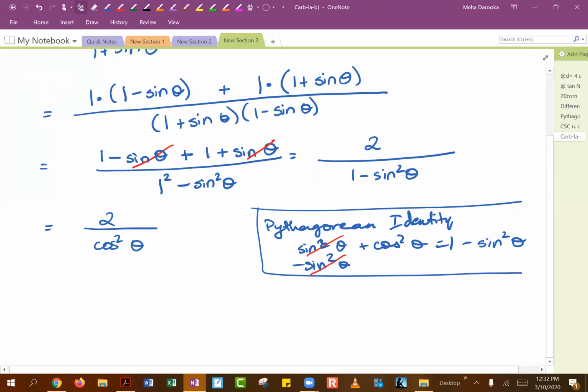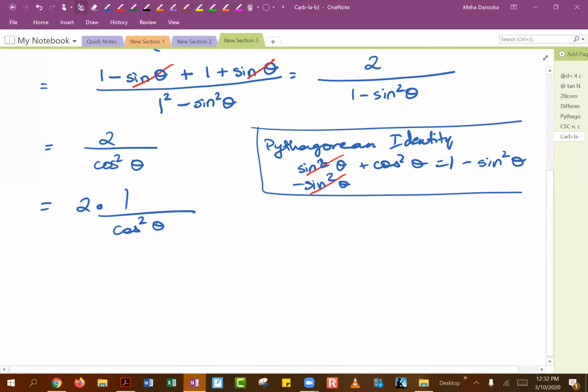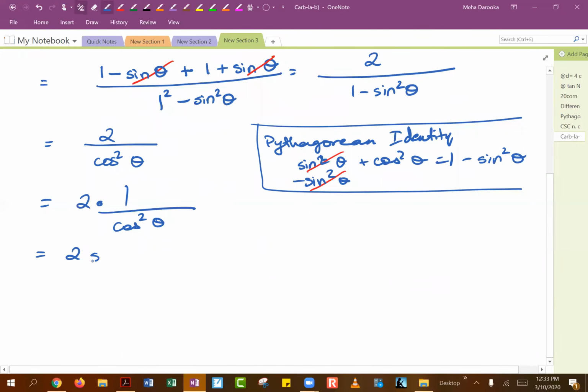Can I simplify this further? Sure. We're right now at 2 over cosine squared. So if I take that 2 on the outside for now, what will that become? Yeah, the inverse of 1 over cosine is basically your secant function.